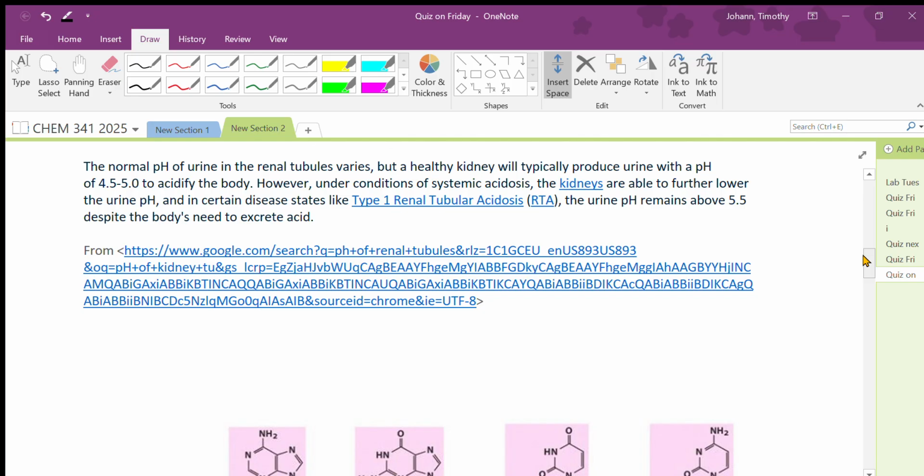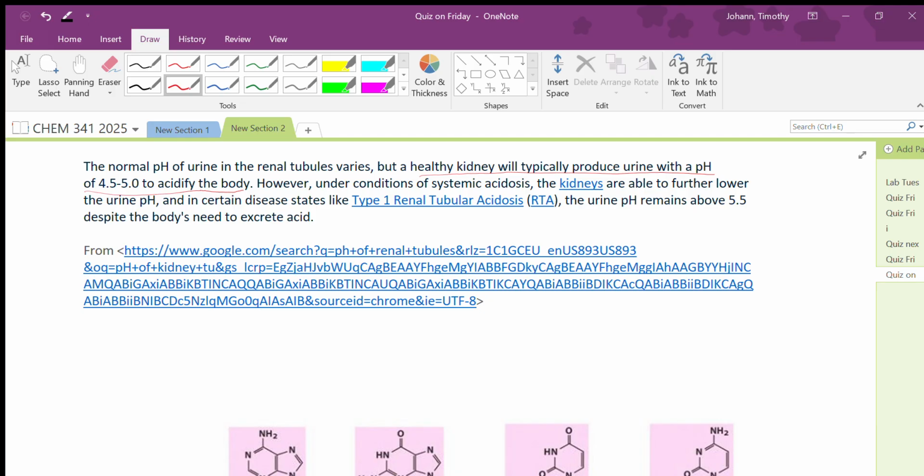Yeah, yeah. So we can read through this. Let's say I trust the AI where it says a normal healthy kidney will typically produce urine with a pH of 4.5 to 5 to acidify the body. Okay, I'm not sure I agree with that either, right? That's less acidic than your blood is. So you're not really acidifying. You might be removing acid from the body if you do that, but that's okay. Let's accept that. Let's ignore that sentence.